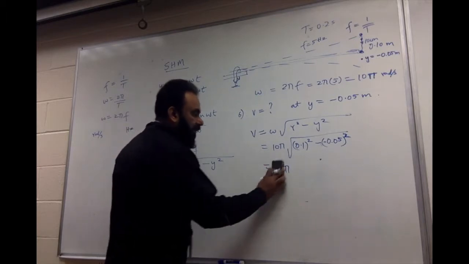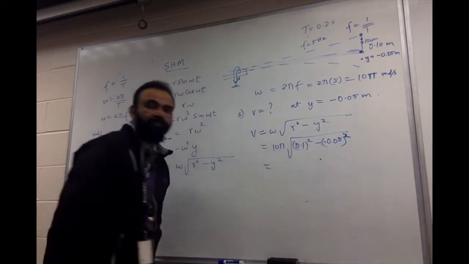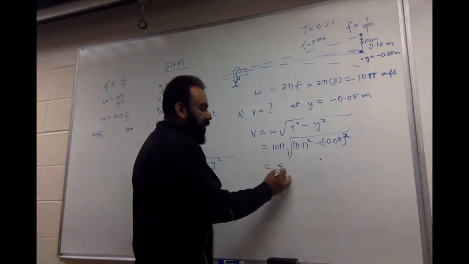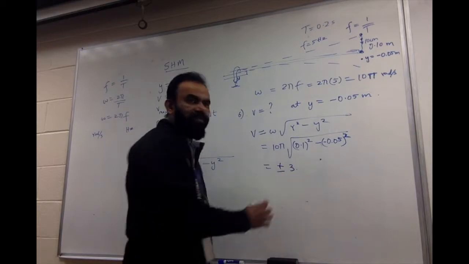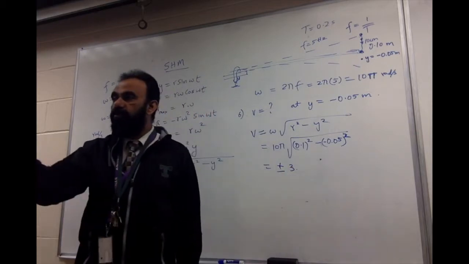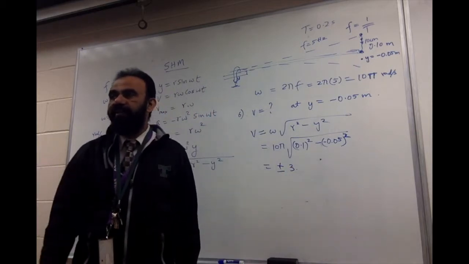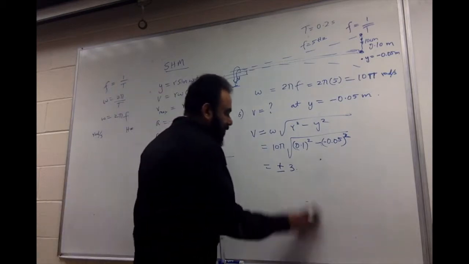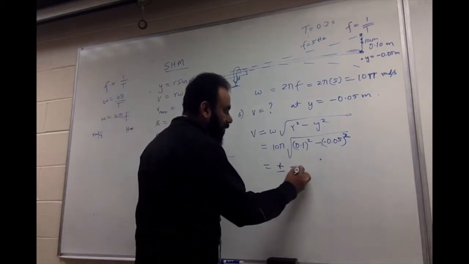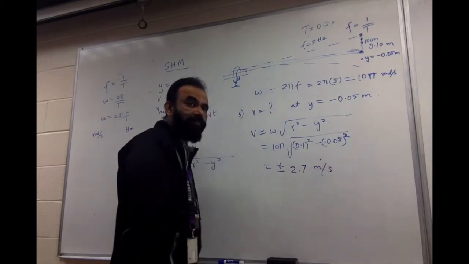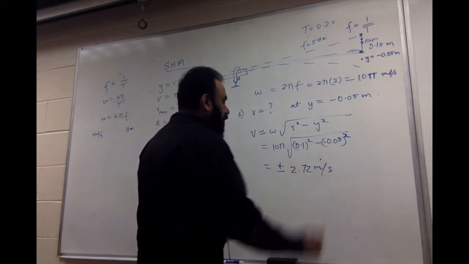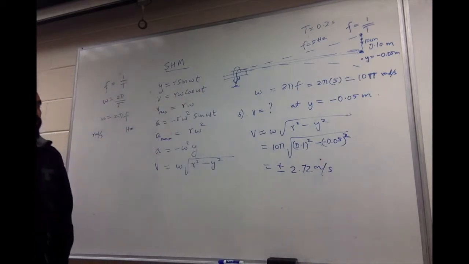So what's the answer for that? You get an answer of plus or minus what? I got 2.7. 3.14 is the highest speed, so it can't be higher than that. 2.7 meters per second. Exactly, 2.72 meters per second.